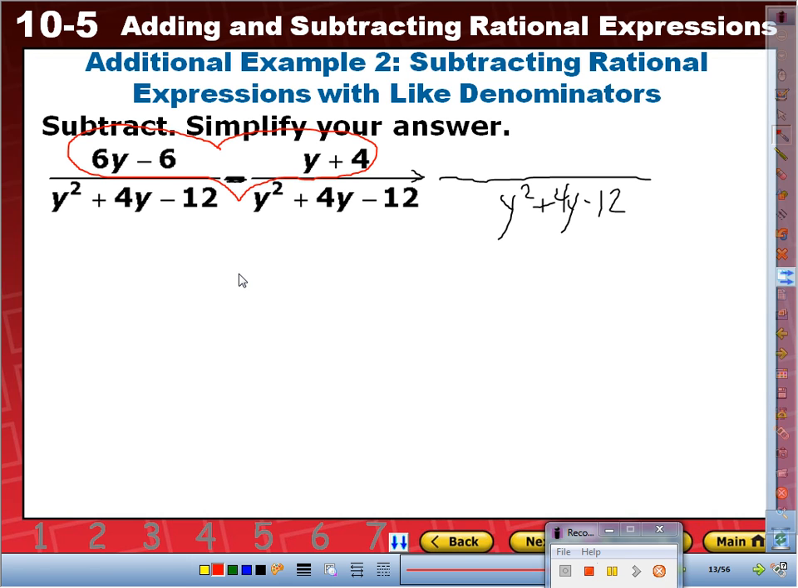At this point, I'm going to ask you to stop. Put your pens, pencils down, eyes up here. Check this out. This is what's different from addition to subtraction.